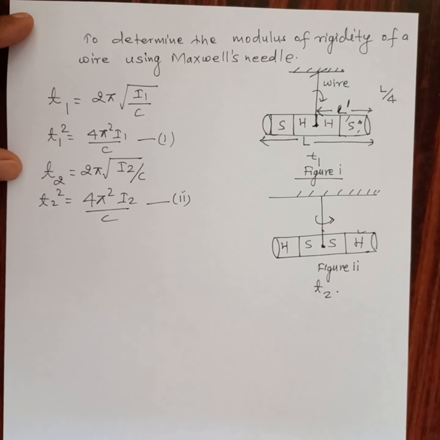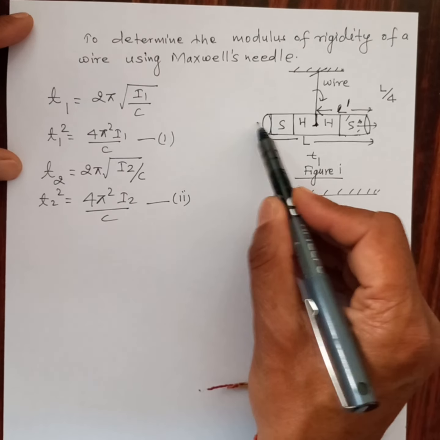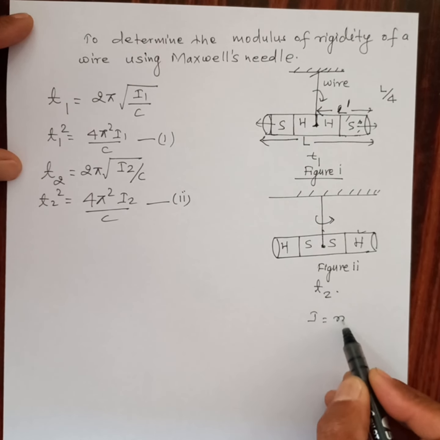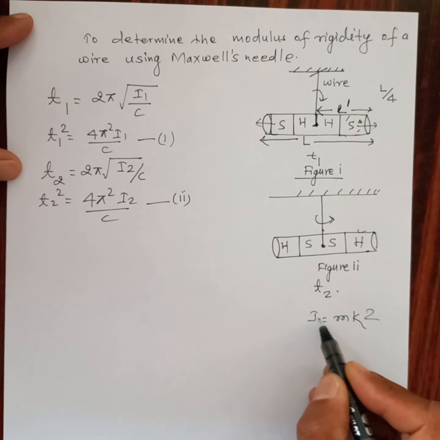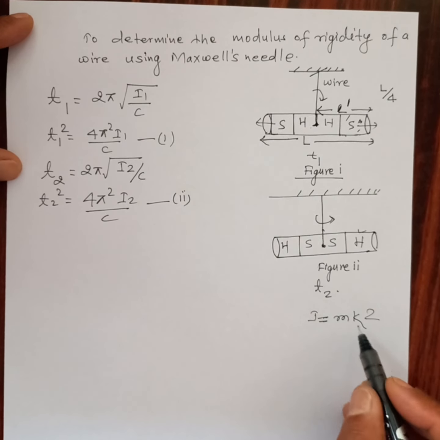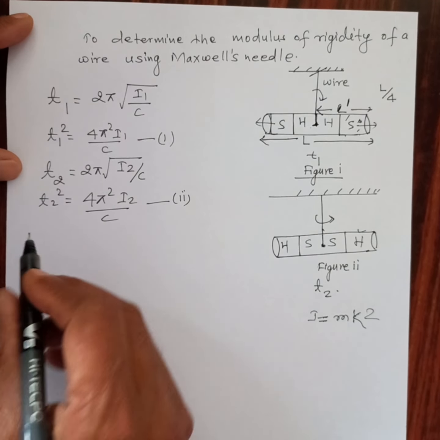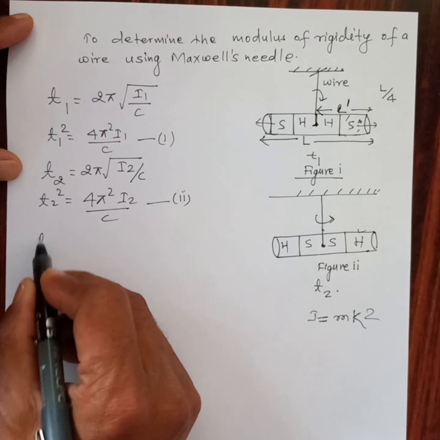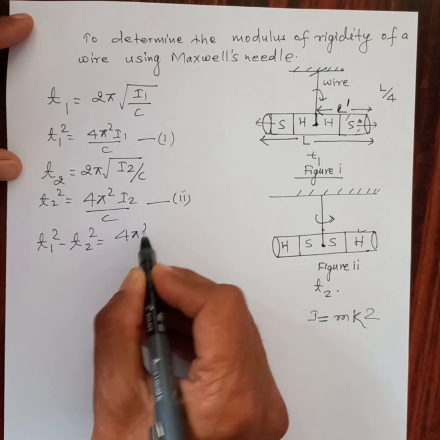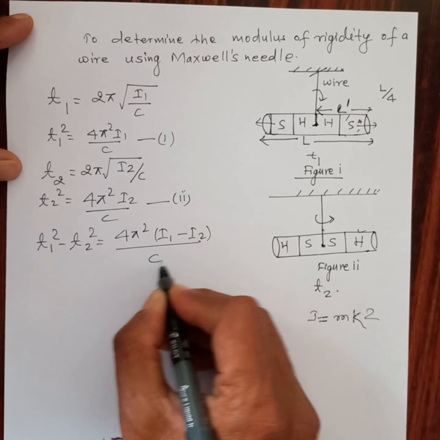Now in the first case, the solid cylinders are kept outside, like this. So the moment of inertia by the formula I is equal to m k square. The mass distribution is away from the axis of rotation. Therefore the moment of inertia is high, the radius of gyration is high. It means the time period is also high in the first case. Therefore, we subtract the second equation from the first. T1 square minus T2 square is equal to 4 pi square times I1 minus I2 divided by C.